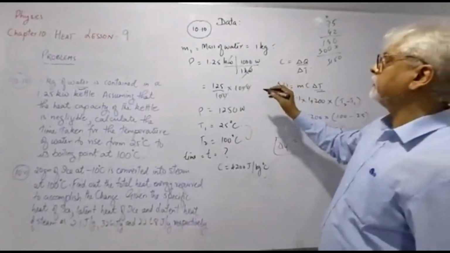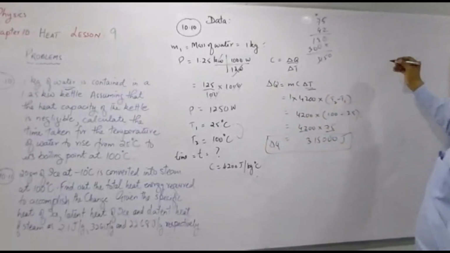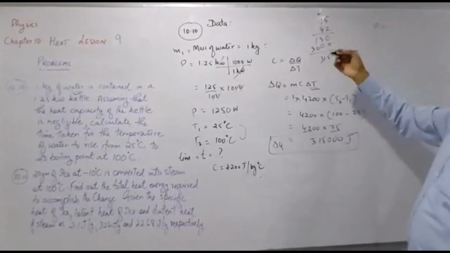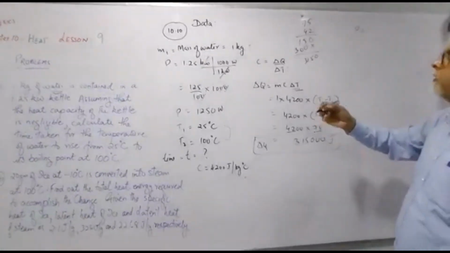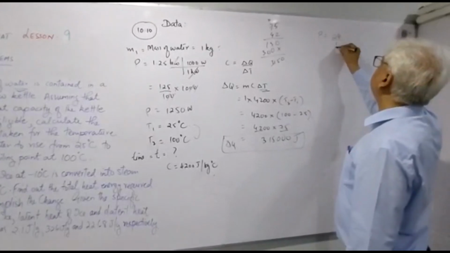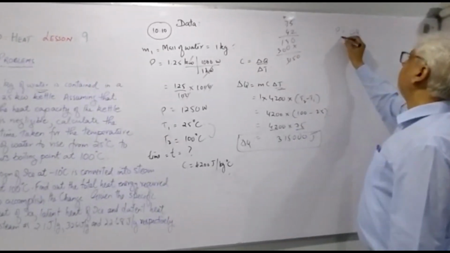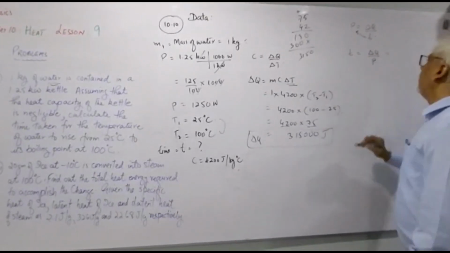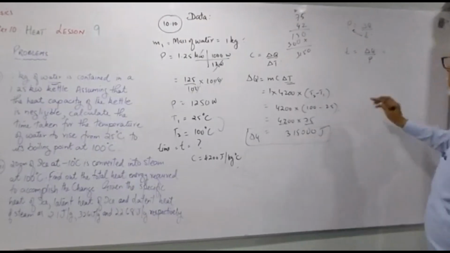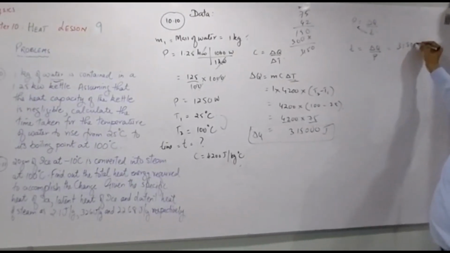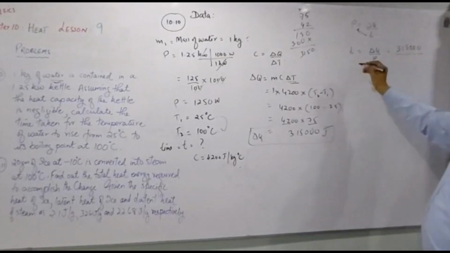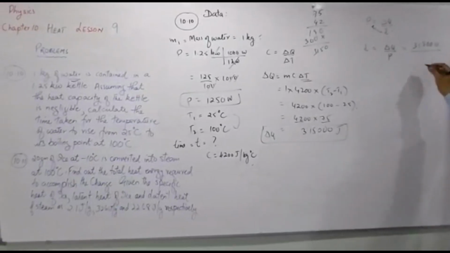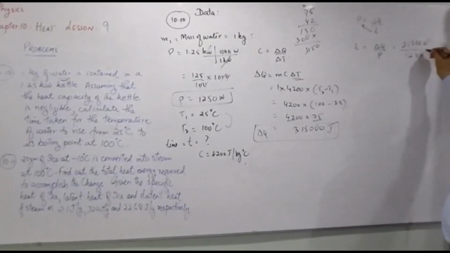Now we need to find out the time, and you know that power is equal to the rate of work done, and over here the work done is the heat energy we are talking about. So I can say power is delta Q upon T, and since we need to find time, time is delta Q upon power. And delta Q we've just calculated, that is 315,000, and power is known to us, it is 1250. This is to cancel.